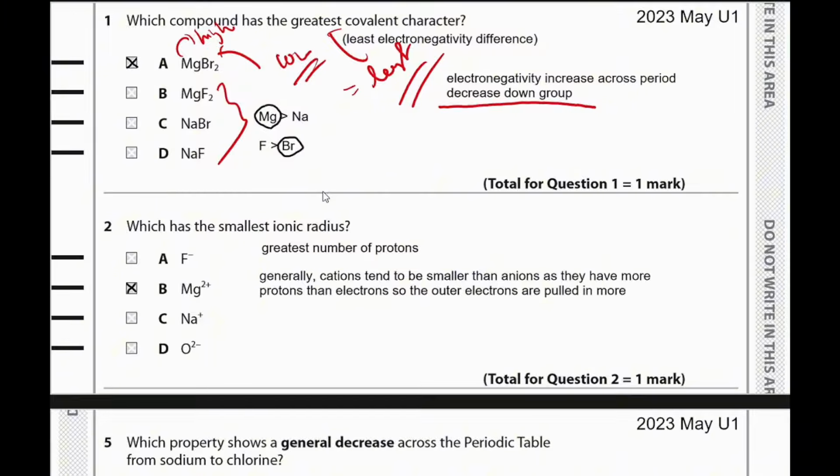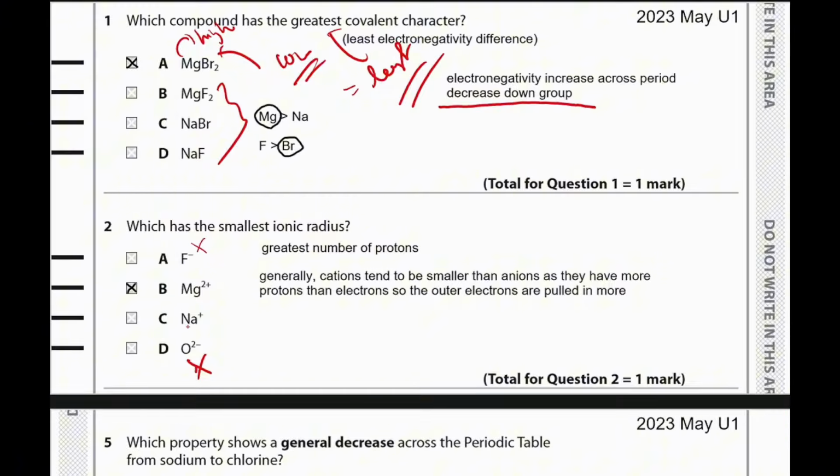Moving on, they said here which has the smallest ionic radius. Now, for the smallest ionic radius, we need to at first omit D and A from our options, because obviously they are gaining electrons. Obviously they will have a higher ionic radius.